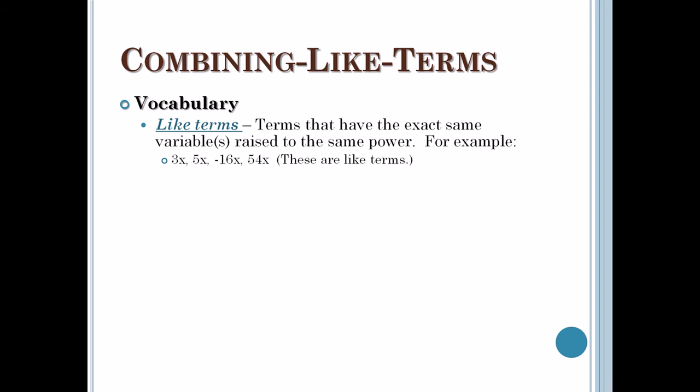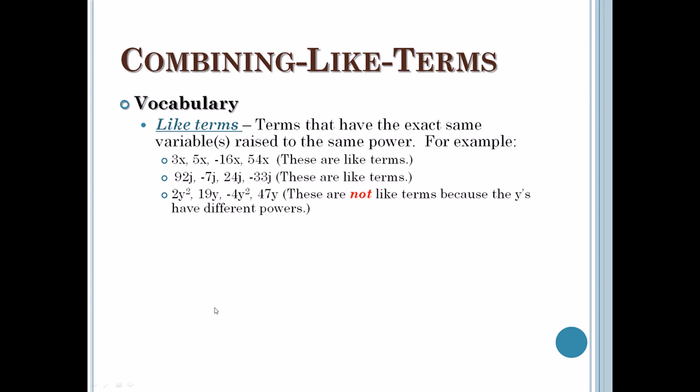For example, 3x, 5x, negative 16x, 54x. These are all like terms. Why? Because they have the exact same variable raised to the same power. And the power you don't see written there is 1. Anytime you have an exponent of 1, we don't write it down. Next one, 92j, negative 7j, 24j, negative 33j. These are like terms because every one of them has a j. Doesn't matter if they're negative or positive, it just matters that they have the same letter.